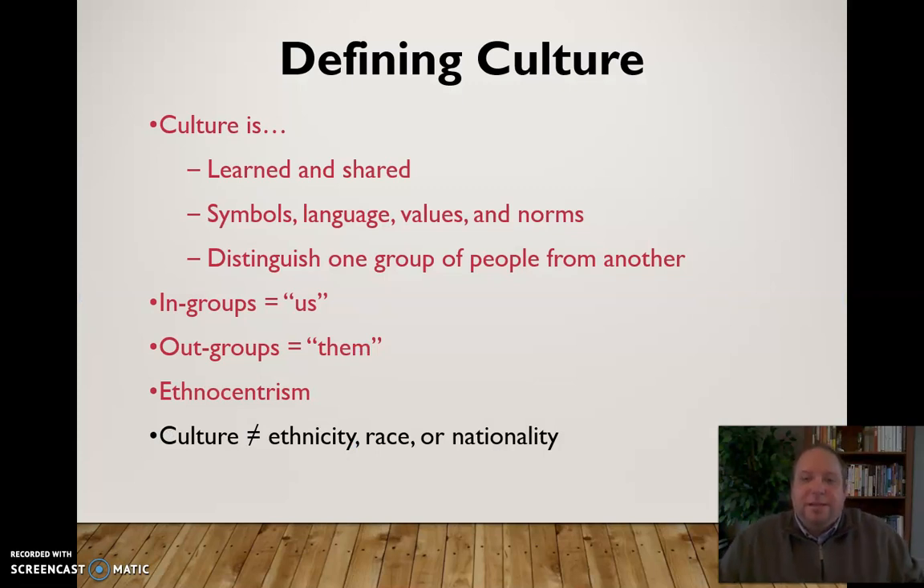Culture, it's also important to indicate, is not ethnicity, race, or nationality. That's not what we're talking about. Again, culture is learned and shared. Your ethnicity, your race, and your nationality are not learned and shared.